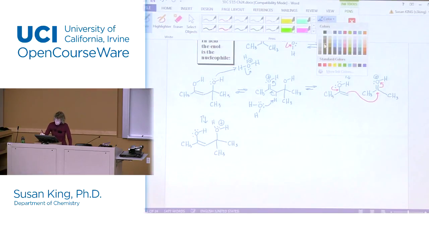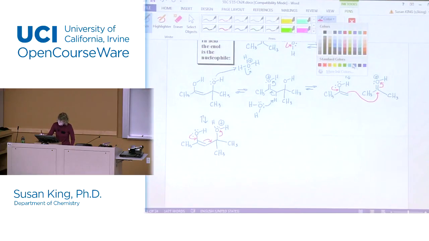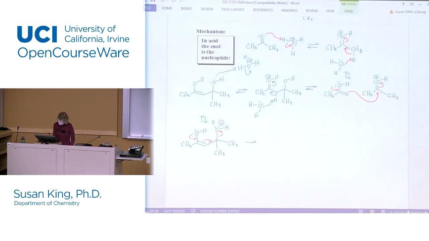Electrons on oxygen come down, and we kick off our leaving group. So always a few extra steps in our acid catalyzed mechanisms. And you can see we are 1 step away. All we need to do is deprotonate the carbonyl now, and we'll be all set with our product. Deprotonate with water, that regenerates our acid catalyst.